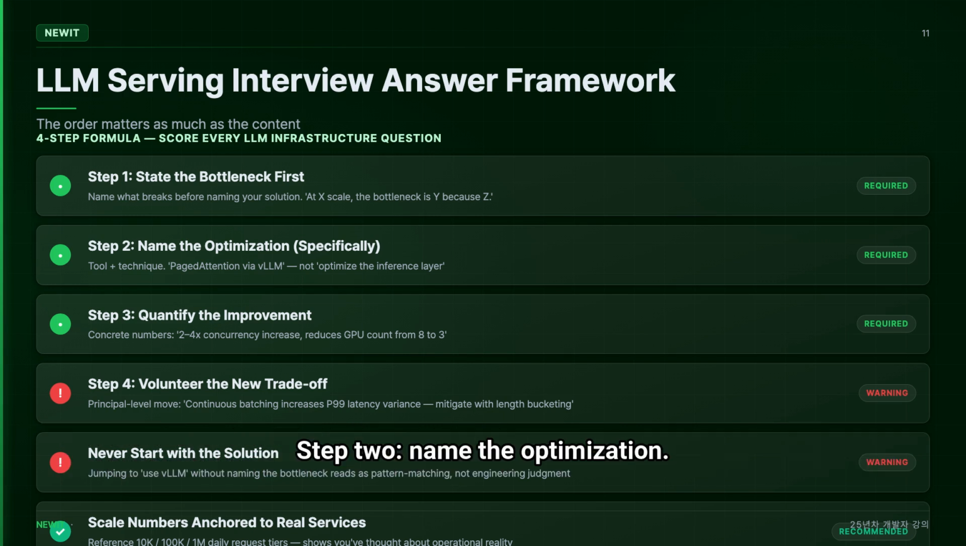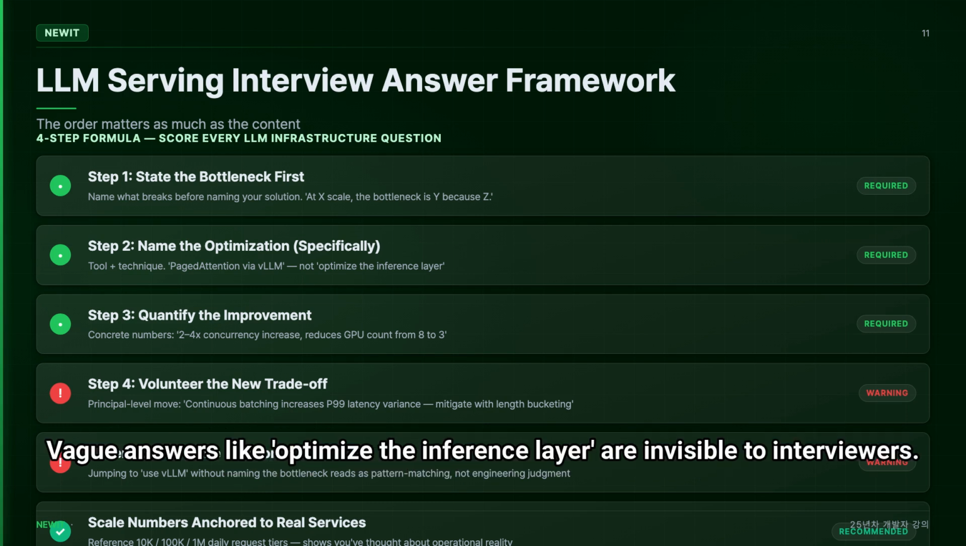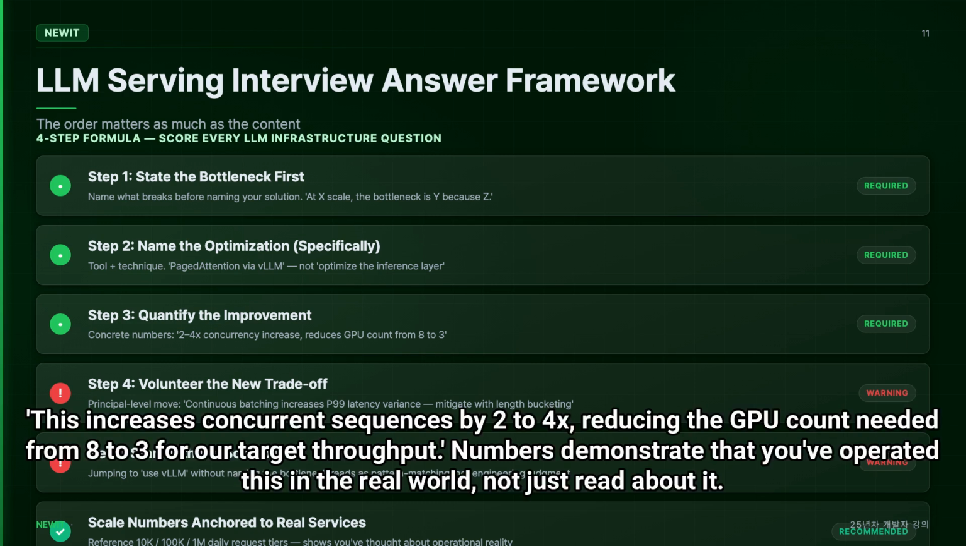Step 2. Name the optimization. We apply paged attention via vLLM to eliminate memory fragmentation. Be specific. Name the technique. Vague answers like optimize the inference layer are invisible to interviewers. Step 3. Quantify the improvement. This increases concurrent sequences by 2 to 4x, reducing the GPU count needed from 8 to 3 for our target throughput. Demonstrate that you've operated this in the real world, not just read about it.